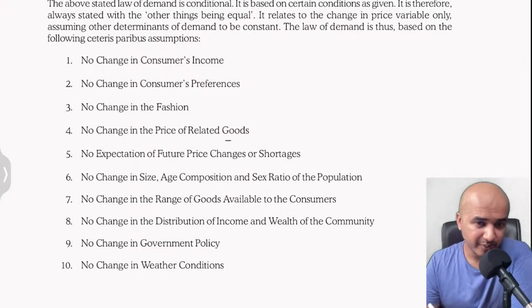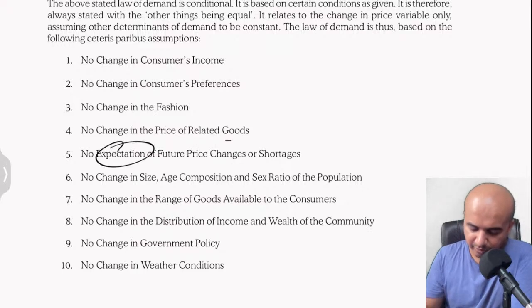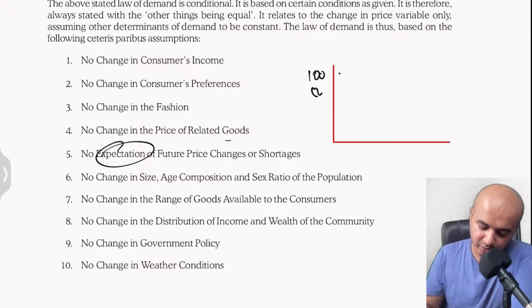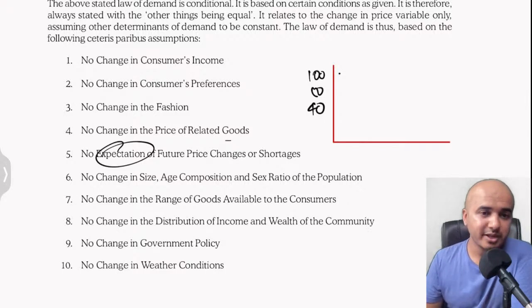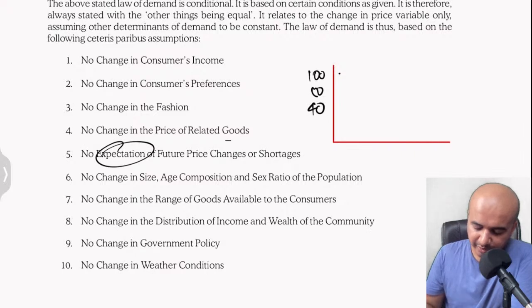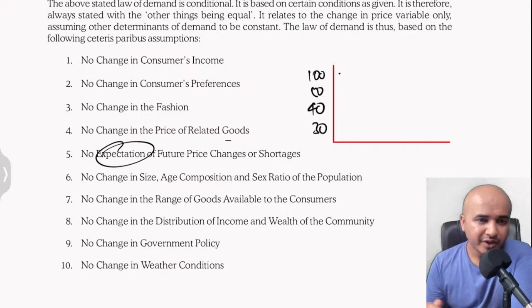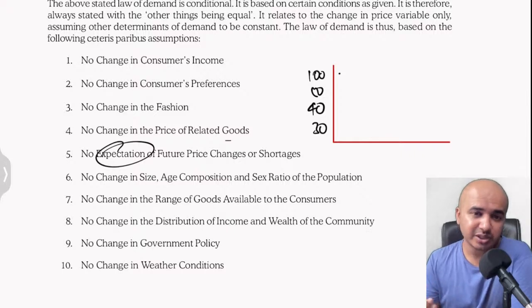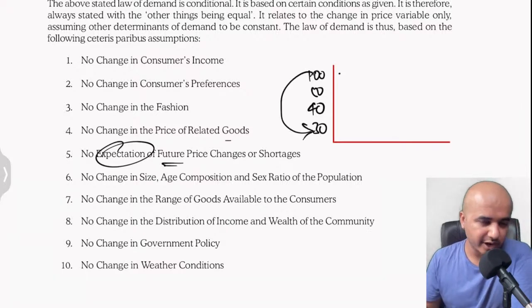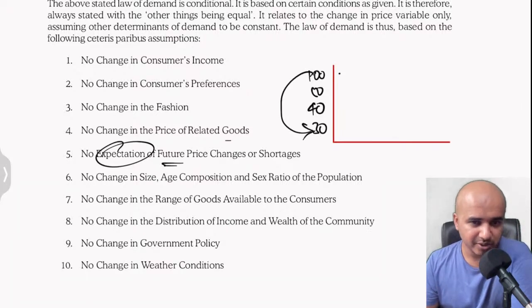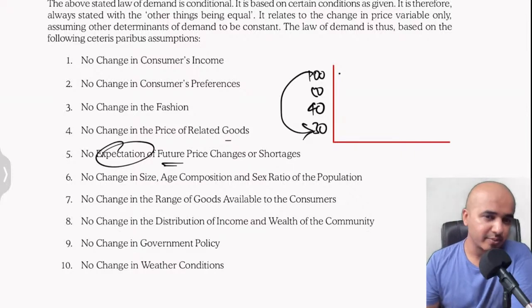No expectation of future price changes or shortages. This is very important. Sometimes, even though the price of a particular commodity is decreasing, let's say from 100 to 50 to 40, still the people are not ready to buy more of it because there is some rumor in the market that this particular company will ultimately reduce the price to 30 rupees. When you are expecting future price changes, when you know in future this company will anyway reduce the product's price to 30 rupees, why would you purchase more when you can purchase at that price level?